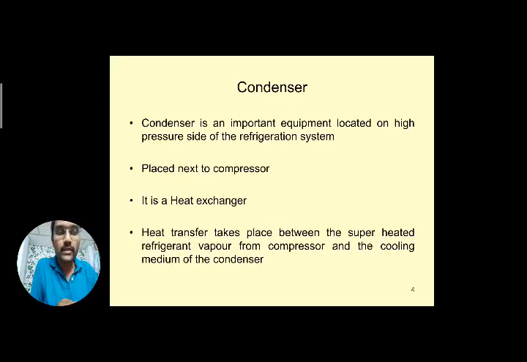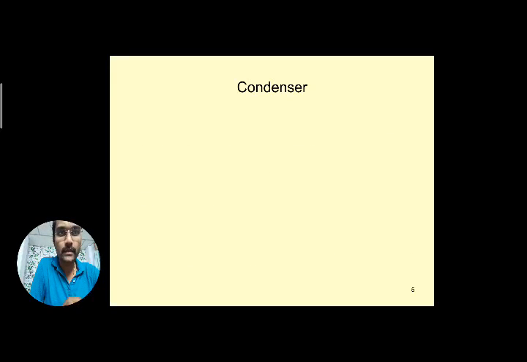Heat transfer takes place between the superheated refrigerant vapor from the compressor and the cooling medium of the condenser. The refrigerant has turned into superheated form in the compressor. At the end of the compressor, that refrigerant enters into the condenser and makes indirect contact with the cooling medium of the condenser. Here the heat transfer takes place and it acts like a heat exchanger.